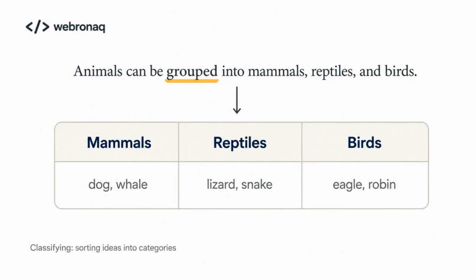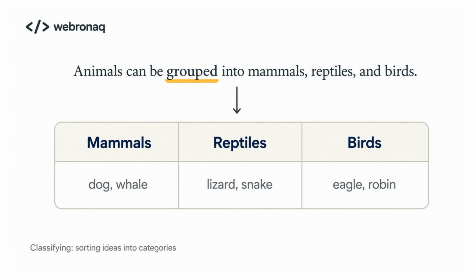Alright, so we introduced the two strategies in the last slide. Now let's take a closer look at the first one, classifying. Classifying simply means sorting things into groups based on what they have in common. Writers do this to organize information and make it easier to follow. Here is a clear example. Animals can be grouped into mammals, reptiles, and birds.